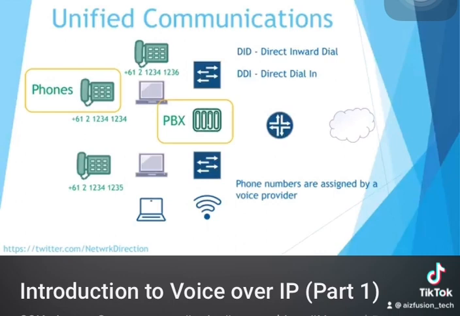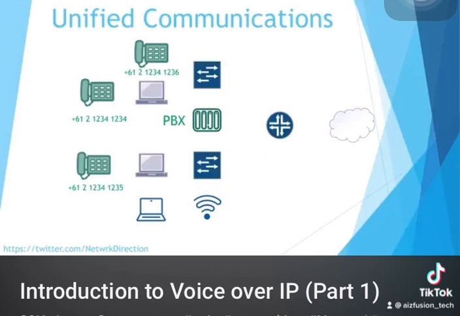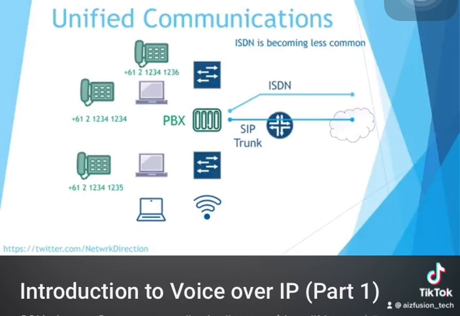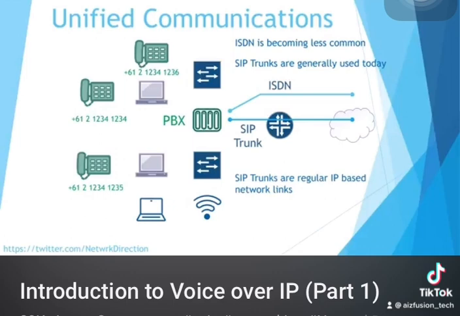provider. To get these external calls working, the PBX has one or more phone lines to an external provider. ISDN is an example of this, but it's getting less and less common by the day. These days, SIP trunks are most commonly used. SIP trunks are different to ISDN as they're regular routable data links, like a WAN or internet connection. They use IP-based protocols to carry voice traffic between your site and the provider. One of these protocols is called SIP, which is why we call these SIP trunks.